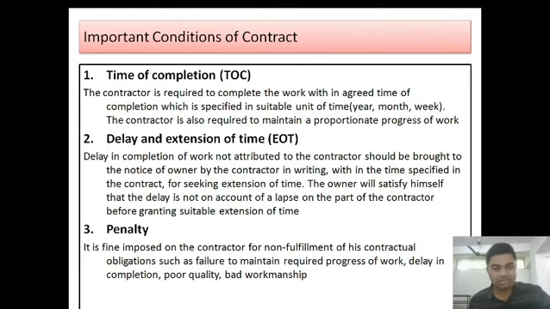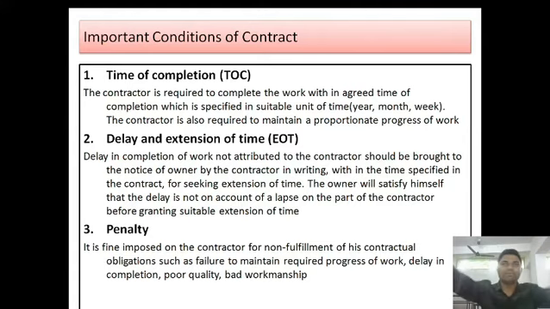Delay and extension of time. Delay in completion of the work not attributable to the contractor should be brought to the notice of the owner by the contractor in writing, within the time specified in the contract for seeking extension of time. The owner will satisfy himself that the delay is not on account of a lapse on the part of the contractor before granting a suitable extension of time.